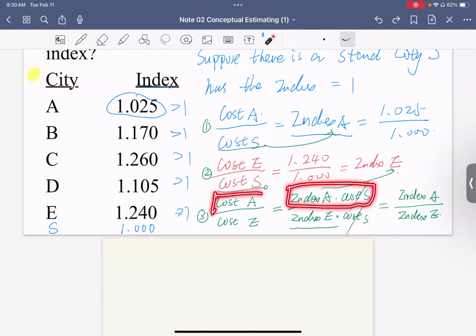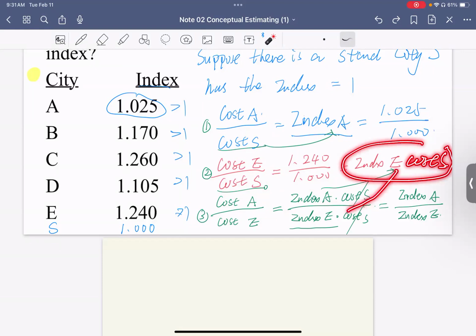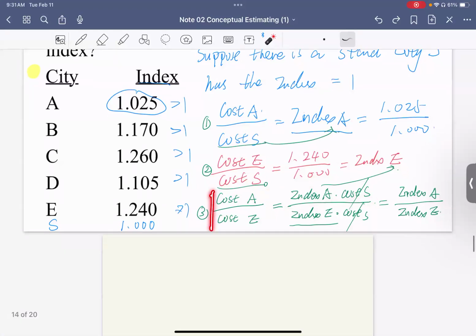So that means cost A is equal to index A times cost S. As I said, cost S is the standard, so that is the standard city. In the meantime, you can multiply with cost S here, remove this one, put the cost S here, and get this one. So the equation is going to tell you the cost A divided by cost E is equal to the index A divided by index E. So that's the information to show you here.